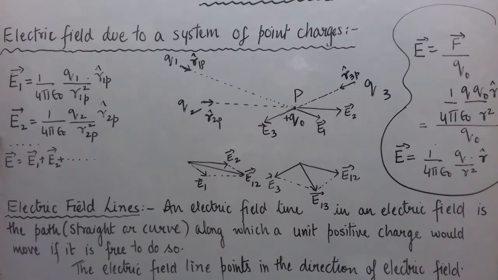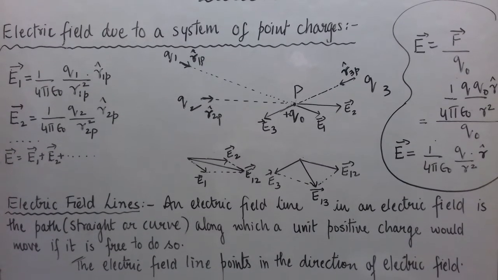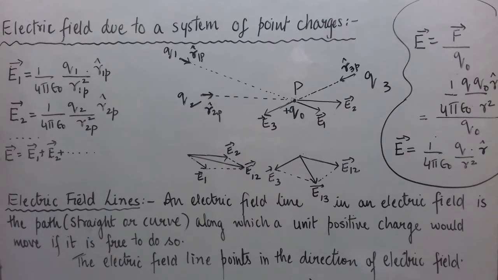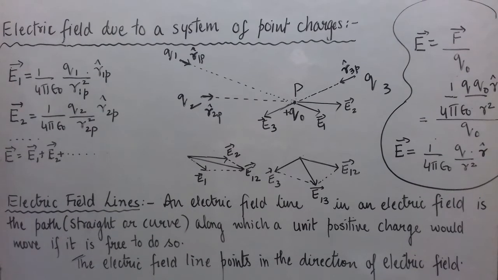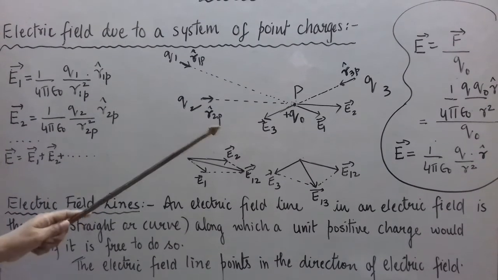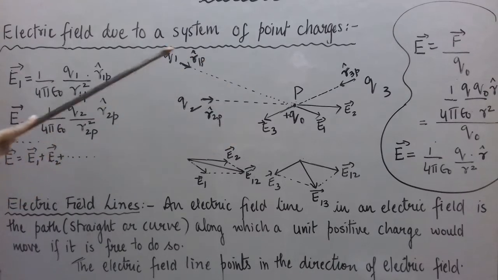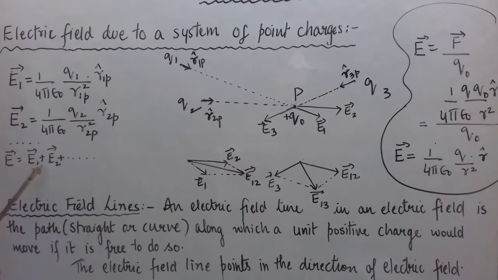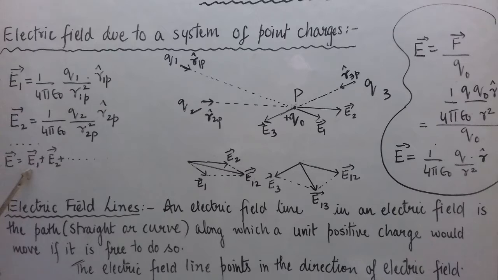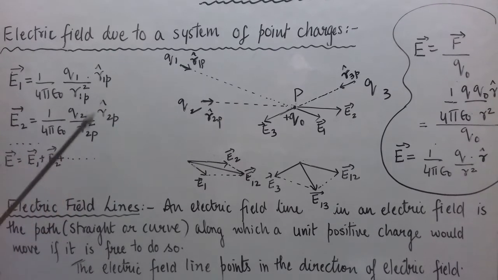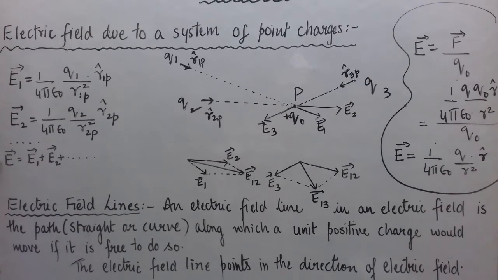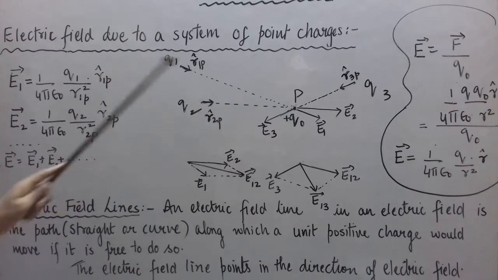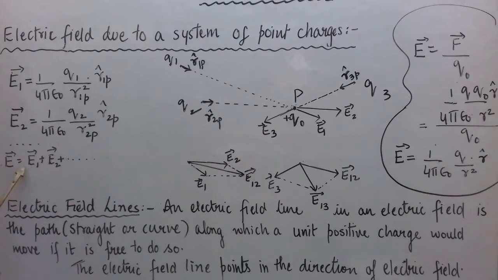Just the way we have found force on a charge due to a distribution of point charges using the superposition principle, we can find the net electric field at point P due to a distribution of these point charges. What will it be? It will be the vector sum of the electric field strengths at this point P. So by using the triangle law, parallelogram law or polygon law of vector addition, we can find this net electric field value at point P by simply using the superposition principle.